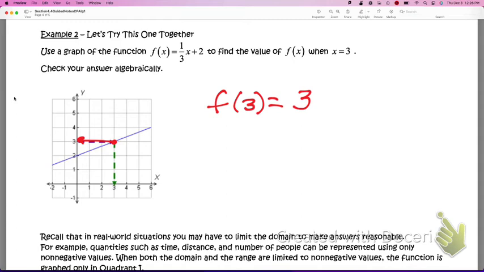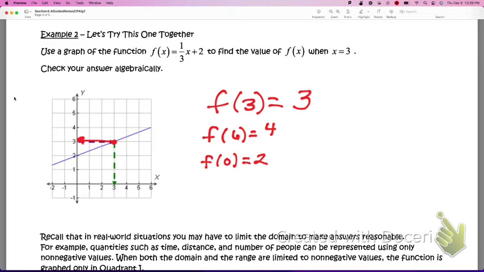Okay? Not that it's asking for it, but what would be f of 6? F of 6 would equal what number? 4. Oh, hold on. F of 6 is not on there, is it? Yeah, it is. 4. Perfect. What would be f of 0? 2. Perfect. Does everybody see that? Okay.